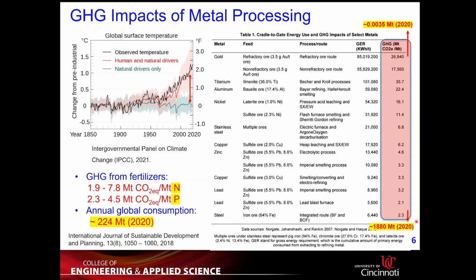So there is a very important message for us: why we need to manage or reduce the carbon dioxide emission from some specific metal production. And also, if we move to fertilizer, it is very essential for agricultural activity.